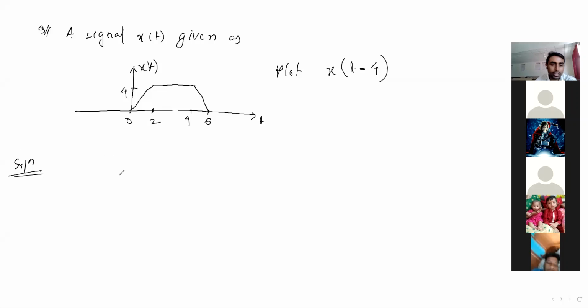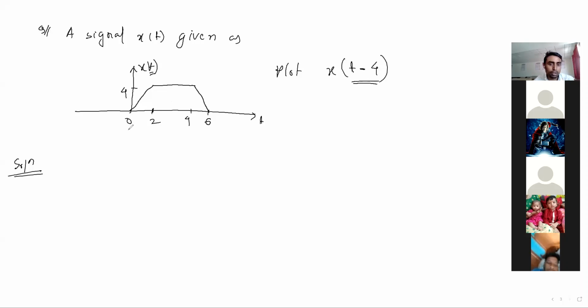You can directly shift the signal, but if this question carries 2 marks, you should show the steps also, rather than giving the waveform directly. What are the steps then? This is the independent time of x(t), and this new modified time is t minus 4. So we have to equate this: t minus 4 equal to t, like that.